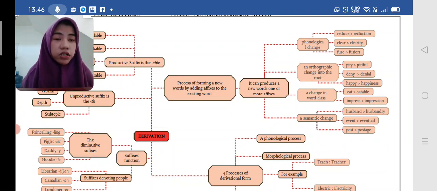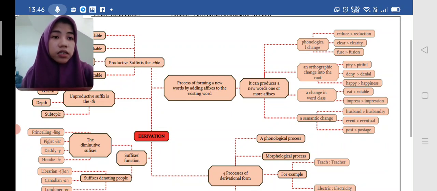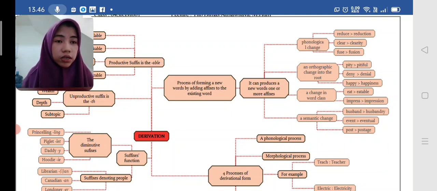For example, of phonological change, there are reduce, clear, and fuse. Reduce becomes reduction, clear becomes clarity, and fuse becomes fusion. And the second one, an orthographic change in the root: pity, deny, happy. Pity becomes pitiful, deny becomes denial, happy becomes happiness.